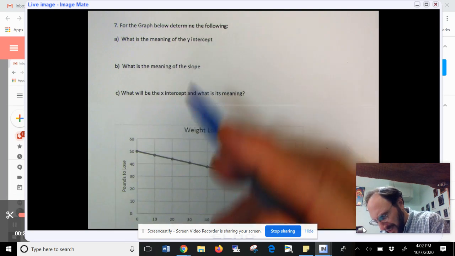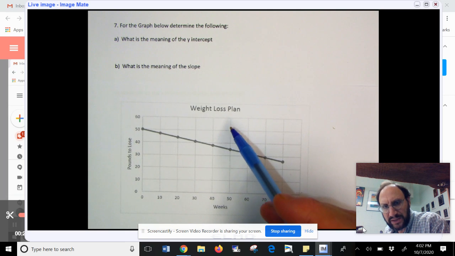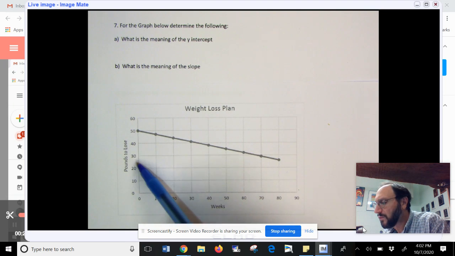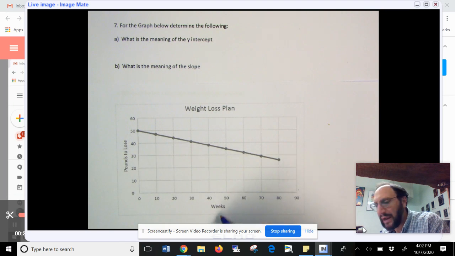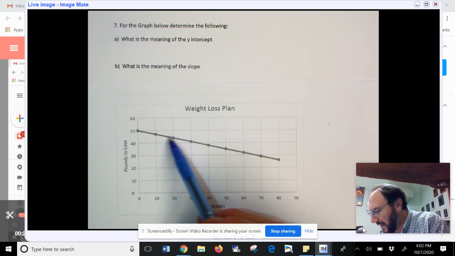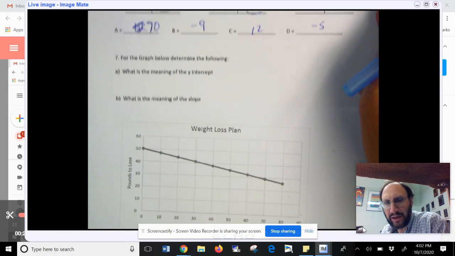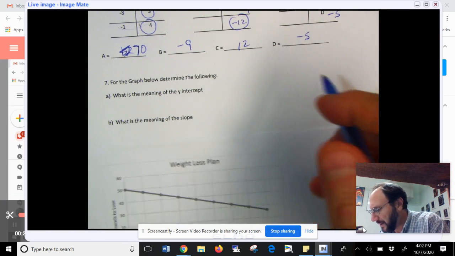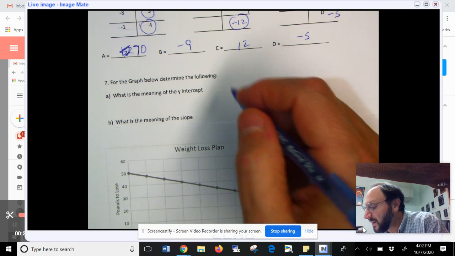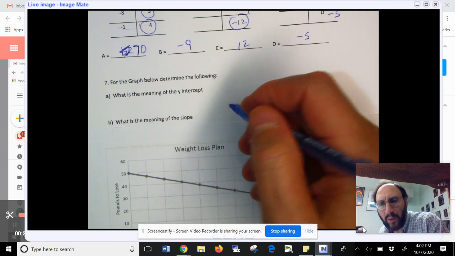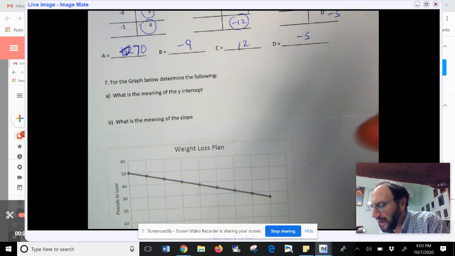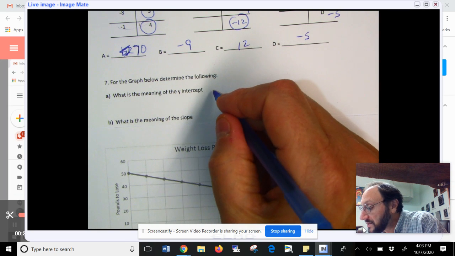So first of all, let's take a look at the chart. It's a weight loss plan where there's pounds to lose over here and the weeks are down at the bottom. So it looks like it starts up at 50 and it goes down, down, down over the weeks. So the first question is, what's the meaning of the y-intercept? Well, the y-intercept in this problem is our initial value. A y-intercept is usually an initial value, what it starts out as.